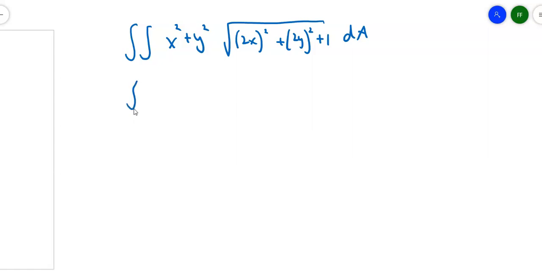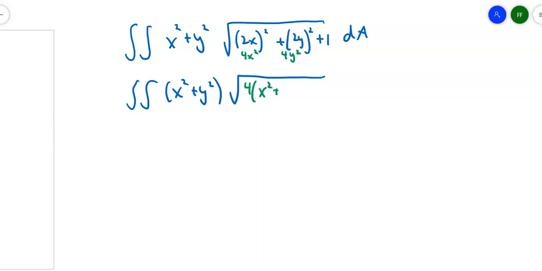Expand this out a little bit. Double integral of x squared plus y squared, square root of what? If I square the 2x, I'll get a 4x squared. If I square the 2y, I'll get a 4y squared. So when I add them together, I'm really adding 4 times x squared plus y squared, plus 1, integrated over some area. Do you see where this is heading? This would be good to turn into cylindrical coordinates.